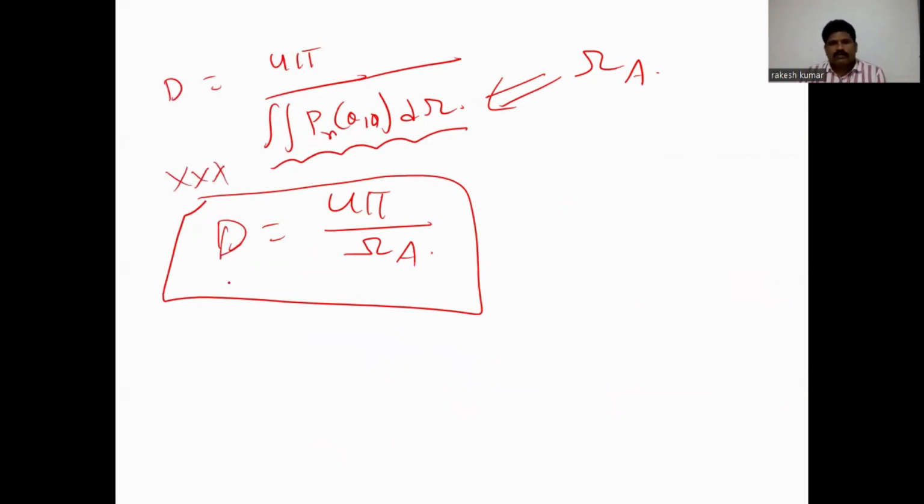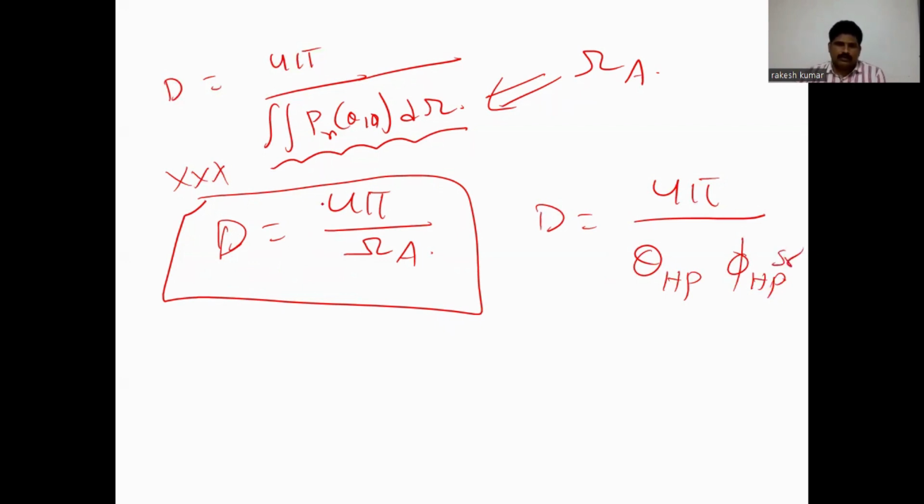There is another formula for directivity. Sorry, there is another formula for beam area. It is theta in the half power beamwidth direction times phi in the half power beamwidth direction, in units of steradian. So in place of sigma A, this is the other formula for beam area. If you observe here, what are the units of directivity? Directivity is dimensionless, but here you are getting 1 by steradian.